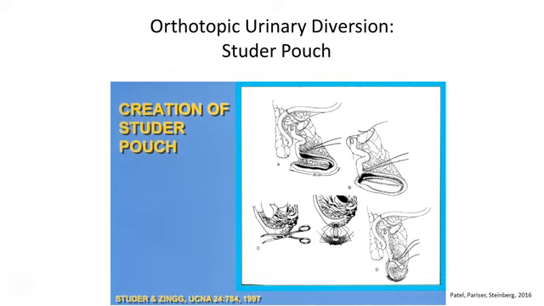Once healing has occurred and the pouchogram reveals no extravasation that indicates a leak, the catheter can be removed and the patient will need to learn to empty the bladder through the urethra. However, the mechanism of action is slightly different. Emptying of the neobladder includes relaxing the external urinary sphincters while bearing down using the abdominal muscles.